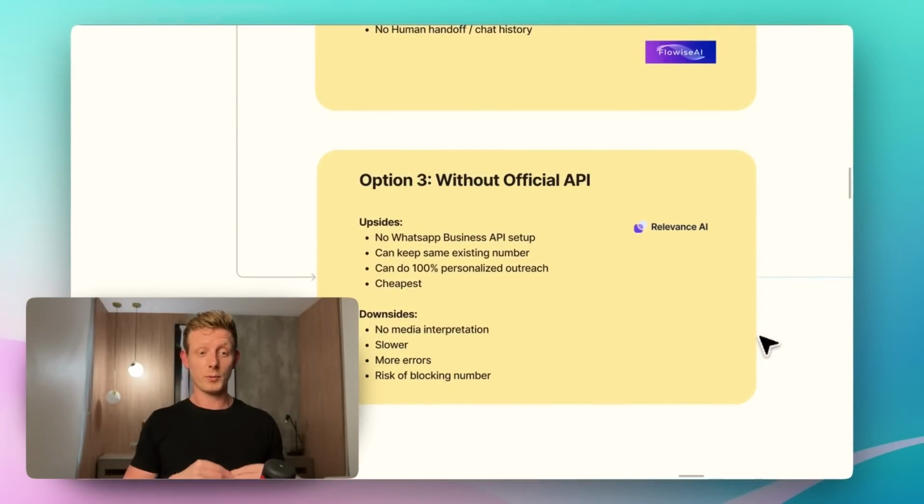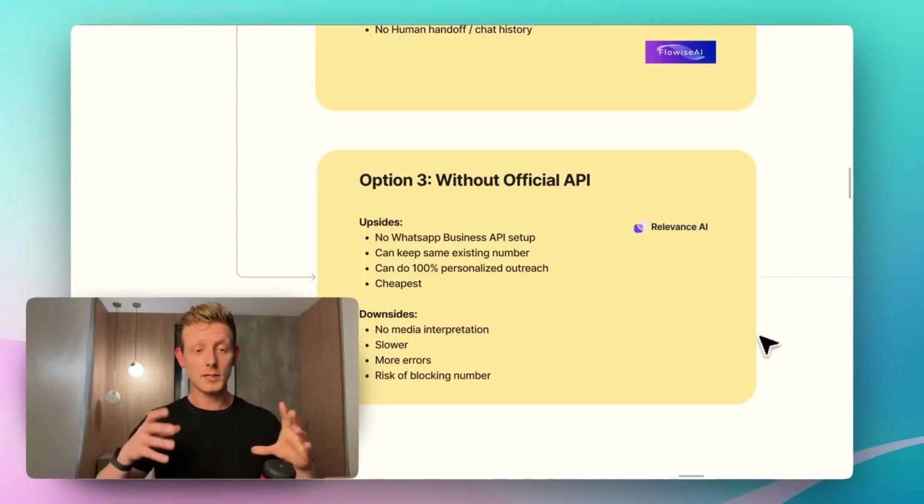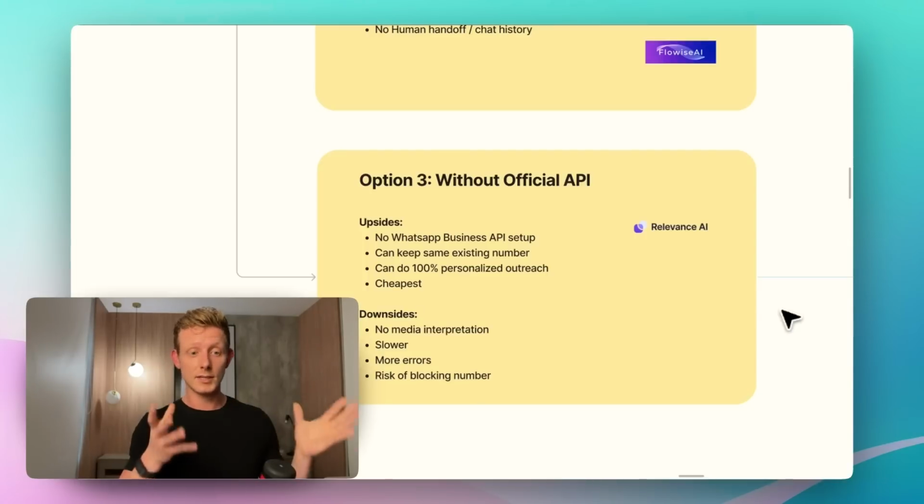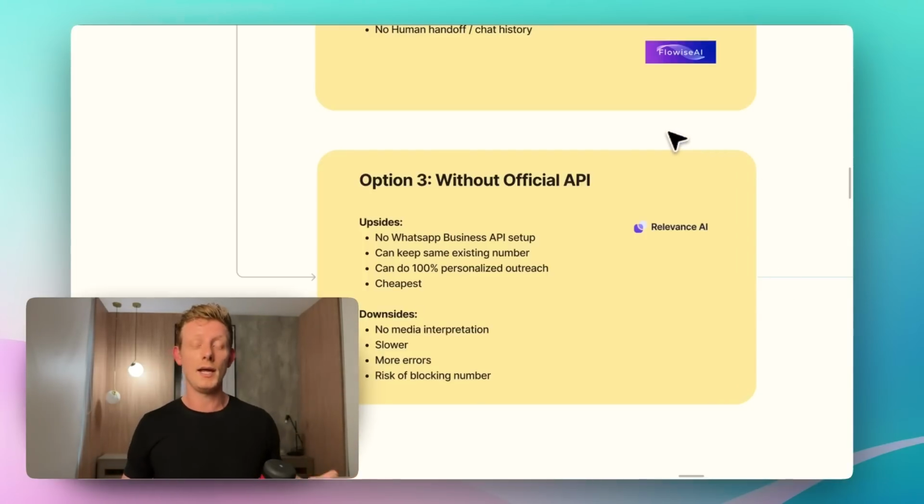So you can do this on your personal number or your existing number, and you still have access to WhatsApp Web, right? Which is big because you can still jump into WhatsApp Web to actually take over the conversation, which is, in general, not possible with the official WhatsApp Business API, right? Then the second is we can do 100% personalized outreach because we don't need these pre-approved message templates that we need with the official API. So we can actually do 100% personalized outreach, and it's also the cheapest.